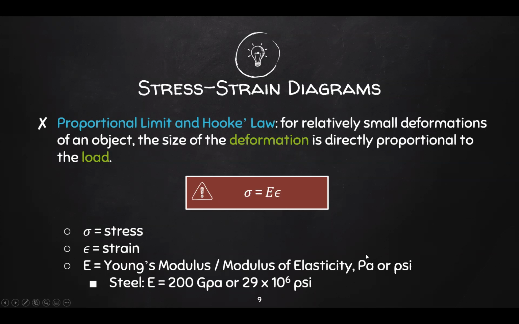It can be in PA or PSI, depending on what unit you're on, English or metric. So usually the material that we're using for our discussion is steel. So remember the Young's modulus of steel because sometimes it's not given. Okay, so remember it's 200 GPa or 29 times 10 raised to 6 PSI. And GPa is just 1000 MPa. So that's a convenient conversion to know. Again, 1 GPa is equal to 1000 MPa.